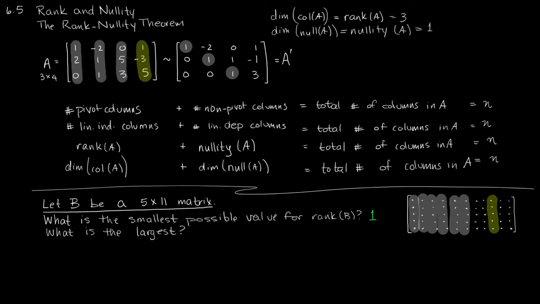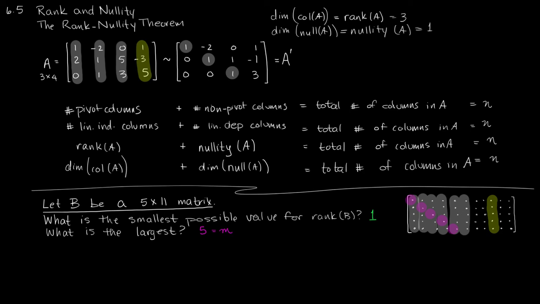If you put this into reduced echelon form, you're going to get pivots. At the very most, you're going to get pivots in those positions. So the answer to the second question is 5, which is equal to our M.